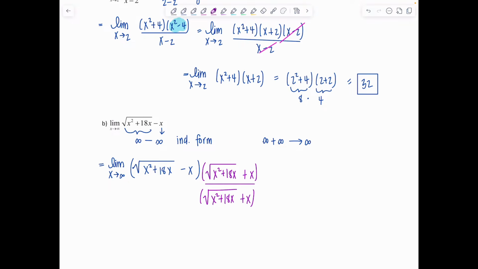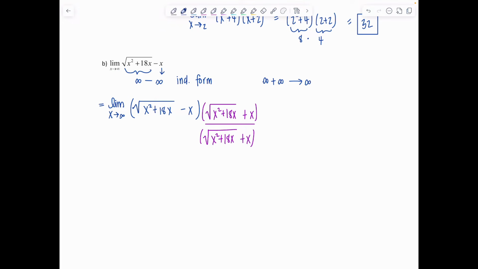And then now the beauty is you don't have to actually sit there and FOIL out the whole numerator because when you multiply out conjugate pairs, you get a difference of squares. So product of the first 2 terms, we'll get rid of the radical. So I'll have x squared plus 18x. Outer and inner products will cancel. And then I just have minus x squared left in the numerator. And then we've got all this square root x squared plus 18x plus x in the denominator. Okay, so now the x squareds cancel.